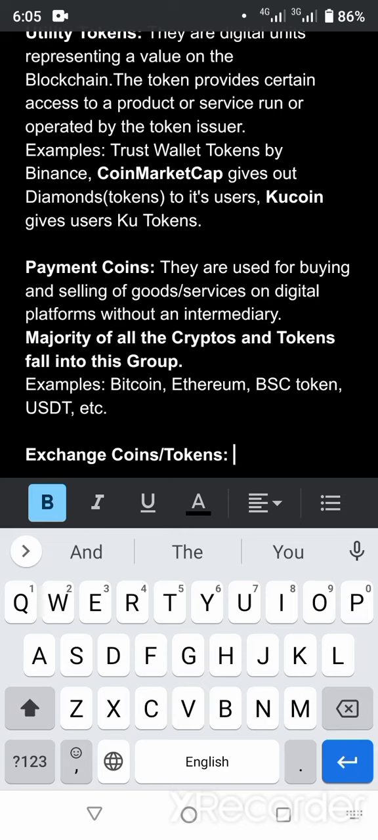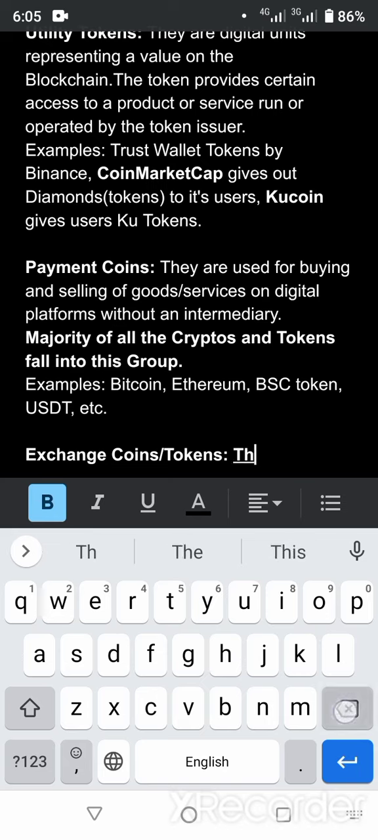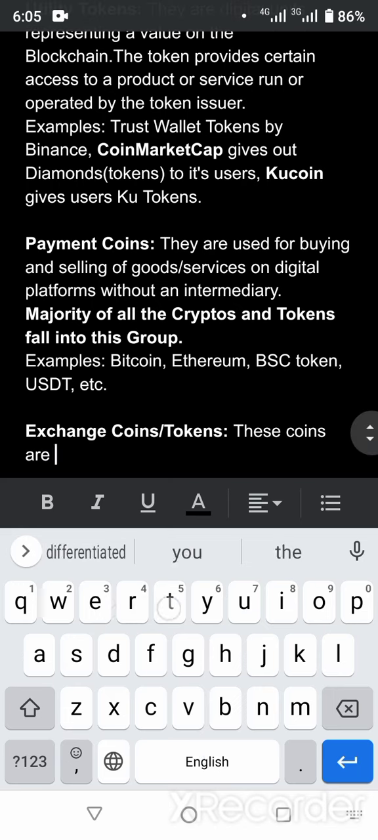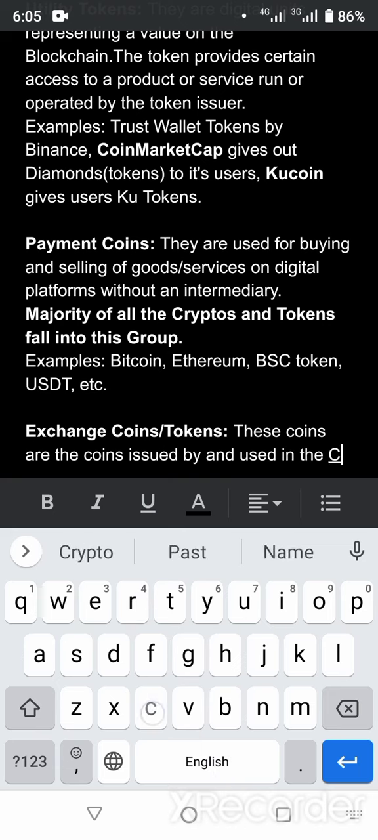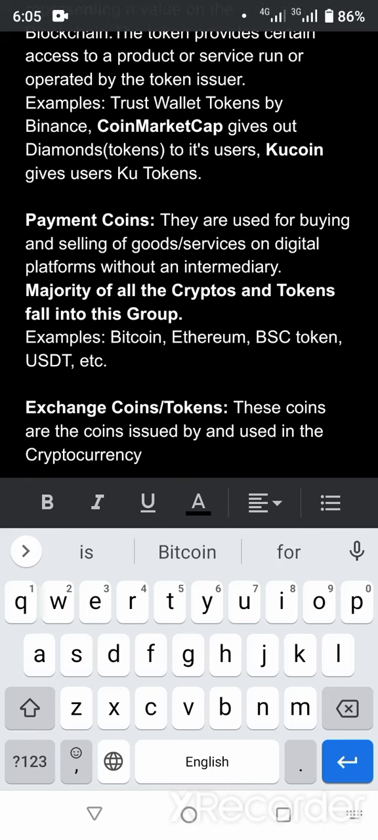These coins are the coins issued by and used in the cryptocurrency exchanges. Used in cryptocurrency exchanges.